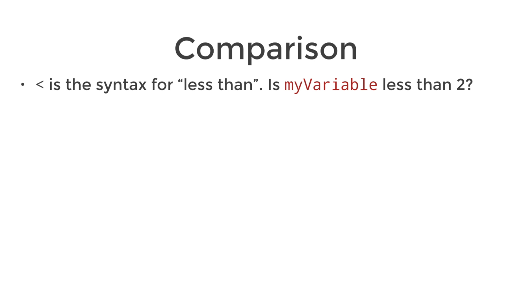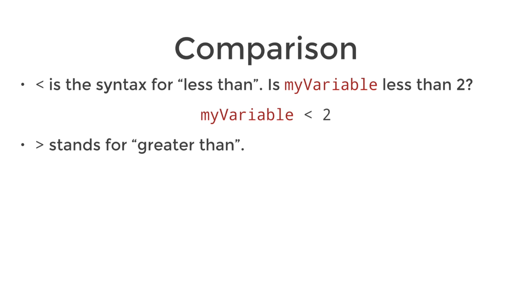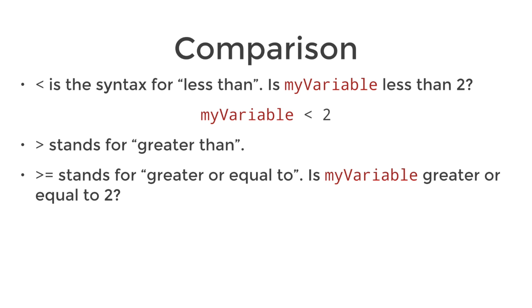To make a comparison, we just use the less than and greater than signs. If we have an equal sign that follows them, then the condition would read greater than or equal to, or less than or equal to.